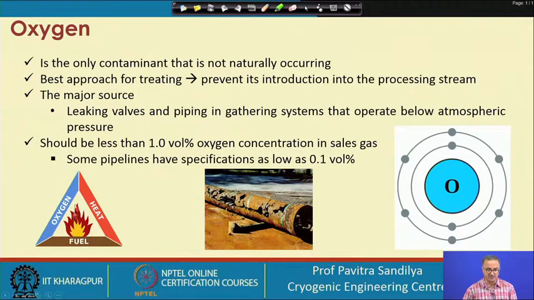This is a prescribed limit of oxygen in the sales gas, and these are some of the bad effects of oxygen. It causes ignition, and if it reacts with the pipelines, it can cause corrosion. That is why we find that sometimes the specified limit is from less than 1% to about 0.1 volume percent, depending on the particular situation.